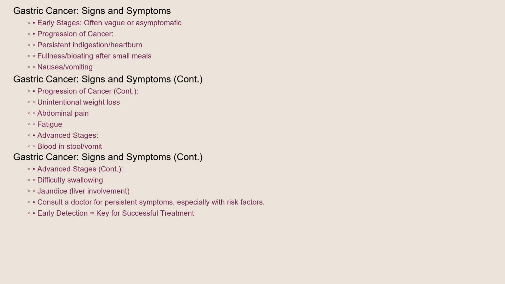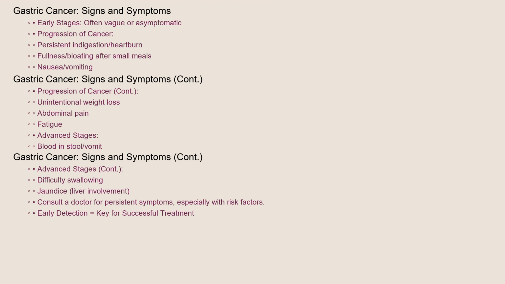What are the telltale signs and symptoms of gastric cancer? Unfortunately, in its early stages, gastric cancer often presents with vague or no symptoms, making early detection challenging. As the cancer progresses, symptoms may include persistent indigestion, heartburn, a feeling of fullness or bloating after eating a small amount, nausea, vomiting, unintentional weight loss, abdominal pain, and fatigue.